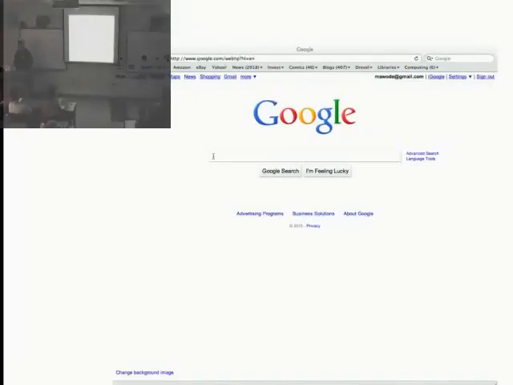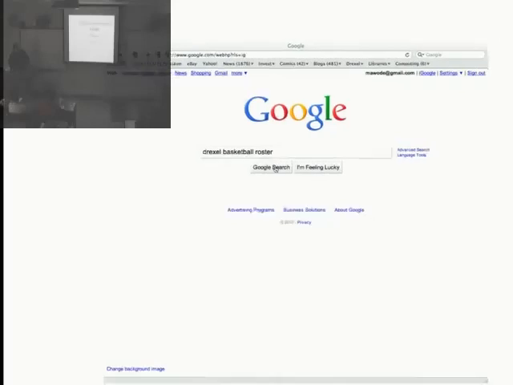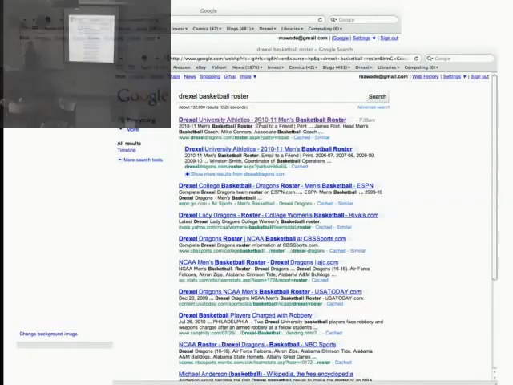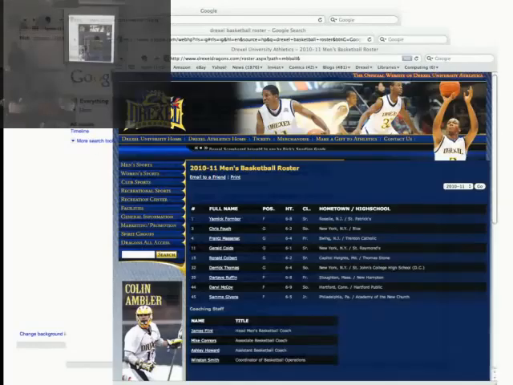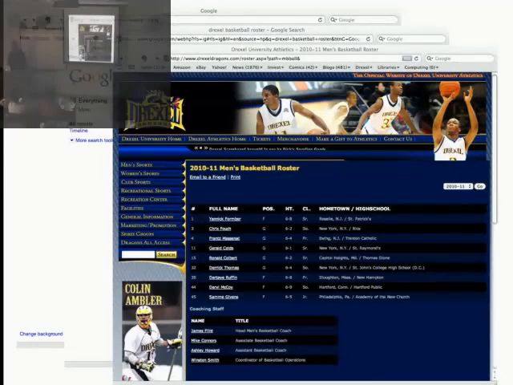Another way, and probably a simpler way, is to go to Google and type Drexel basketball roster, and you get a list of things, and look, there it is right on the top. If you click on that, you get the roster that way.